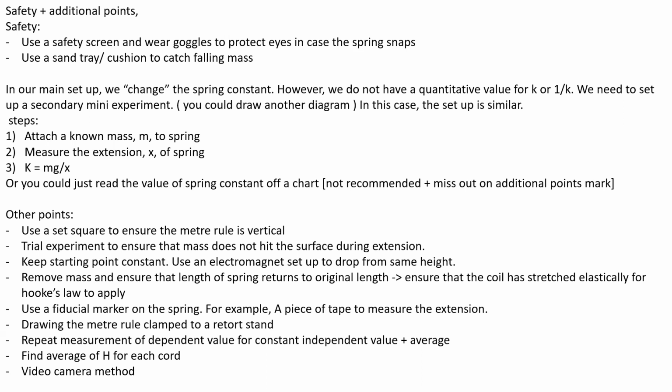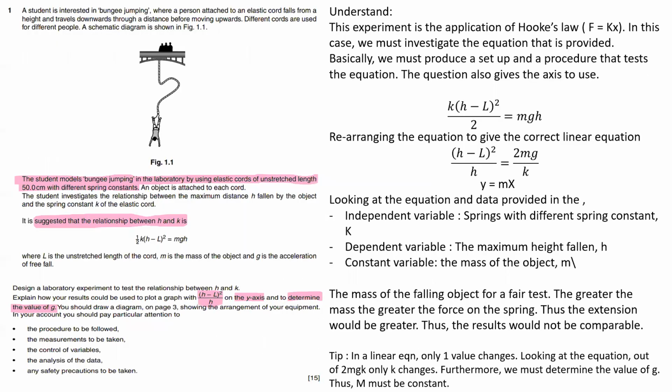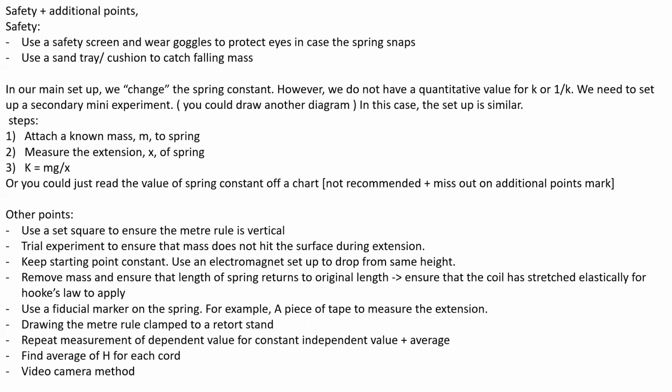So how do you find k? We use Hooke's law, which is F equals kx. We know the force because we know the mass that is attached to the spring. So we attach a known mass to the spring, and measure the extension x of the spring by calculating the stretched length minus the initial length. Then we rearrange the formula F equals kx, which is k equals F over x, and F equals the weight of the mass, which is mg. So k equals mg over x.